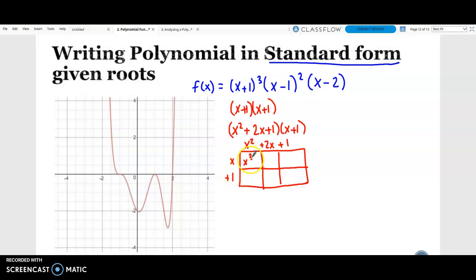Fill it out. This is x cubed. This is 2x squared. This is x. And then x squared, 2x, and 1. And then combine like terms. So then we would have x cubed plus 3x squared plus 3x and plus 1. So that takes care of x plus 1 cubed. Now I'm going to do x minus 1 squared.